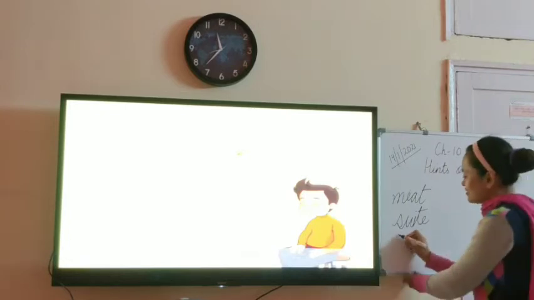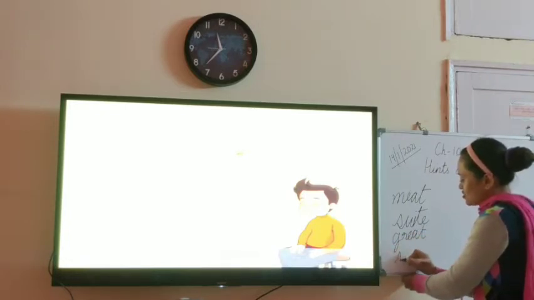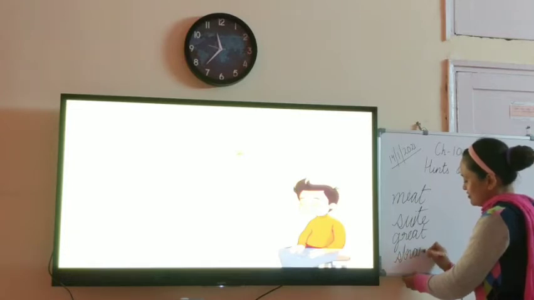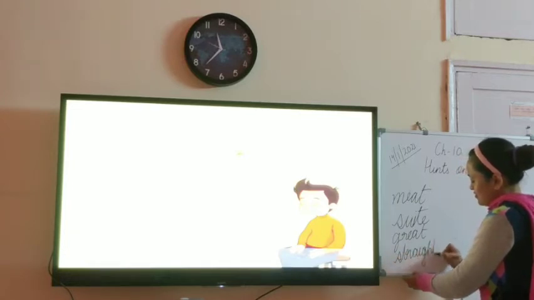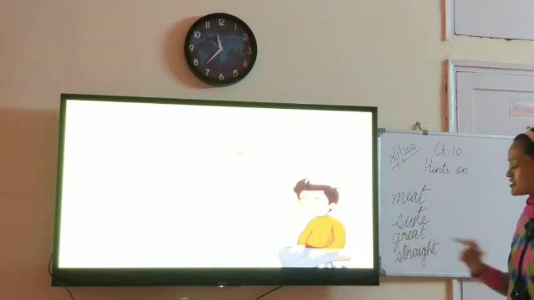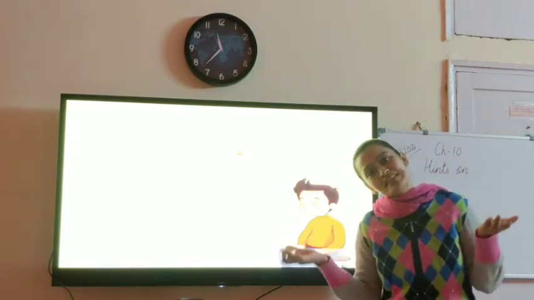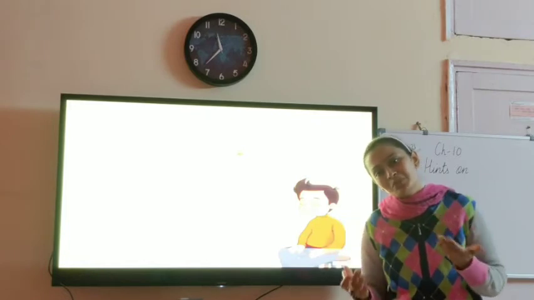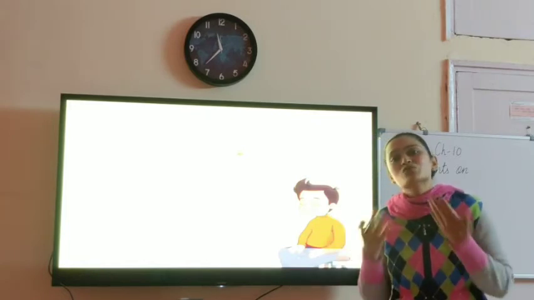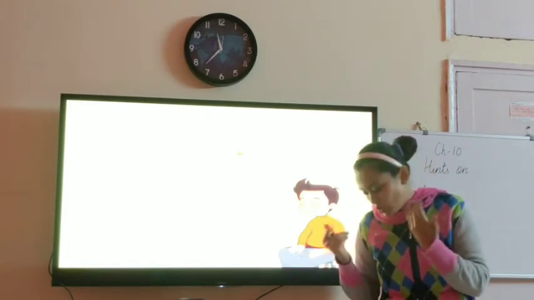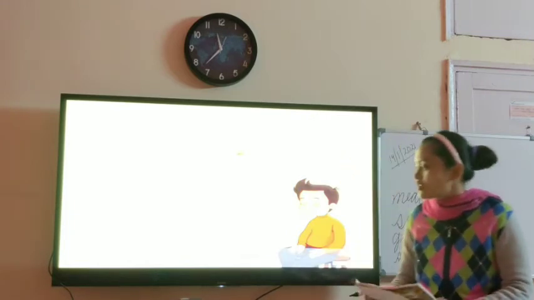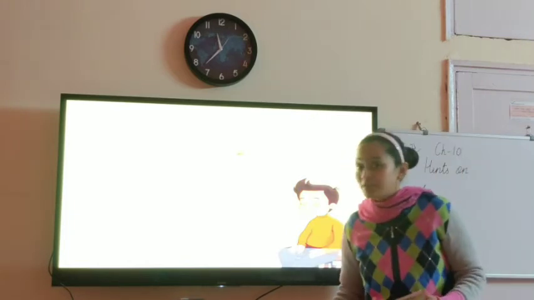Then great and straight. There is a vast difference in the spelling, children, but they are pronounced the same. They are rhyming with each other. They have the same sound when we are saying the word. Okay, children? So that's how confusing the language can be.